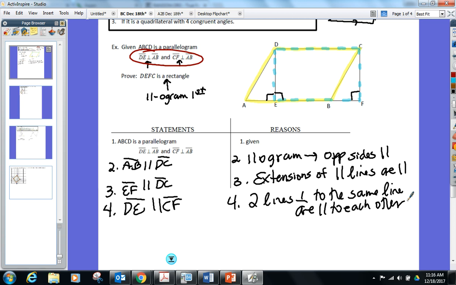All right, so what do we have on our hands now? We just proved these two parallel. What is DEFC? It's a parallelogram. We did it.